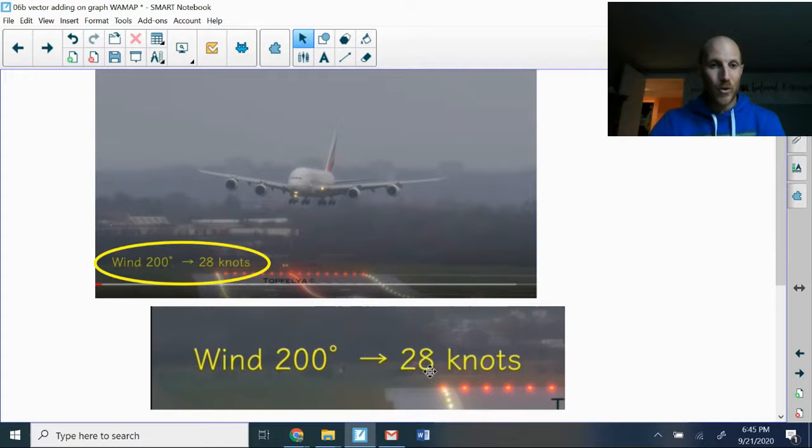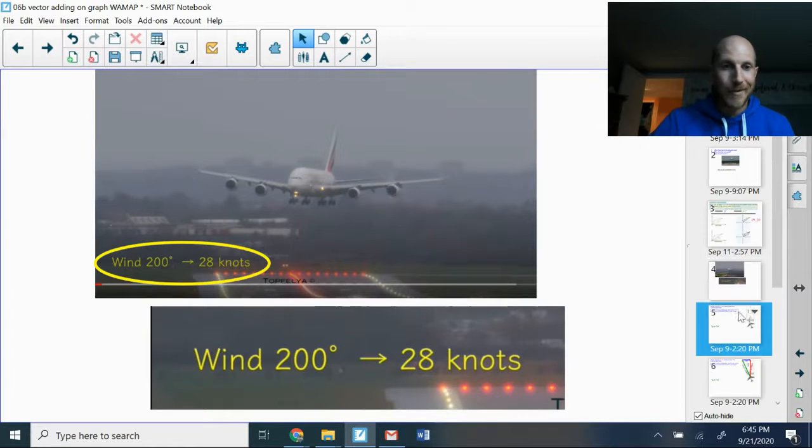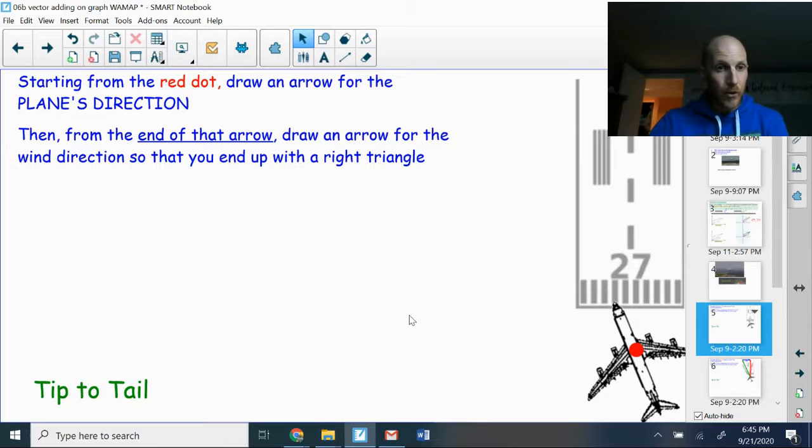So there's the magnitude. Airplane pilots are kind of like people in the Navy. They use these weird measurements like knots. I don't know what a knot is. But that is the two things we need to describe a vector: we've got direction and we've got magnitude. So I want to use this airplane as an example of vector addition.